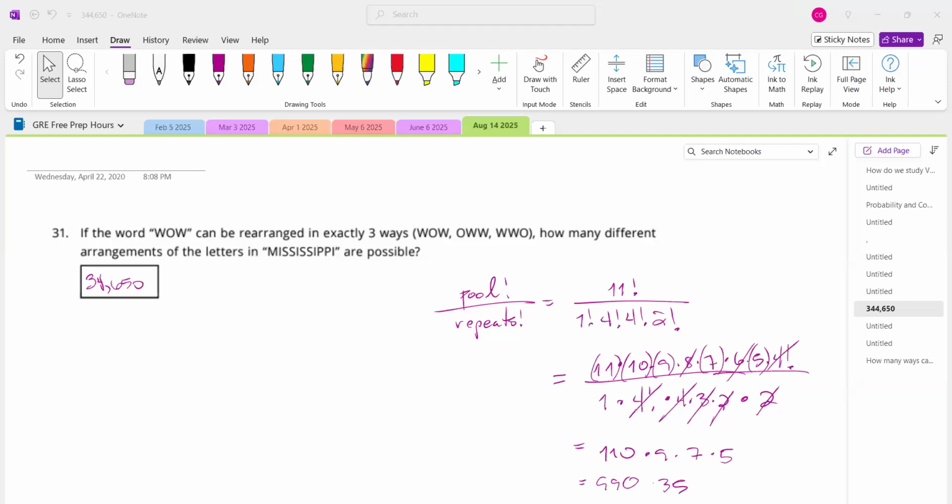It says the word "wow" can be rearranged in exactly 3 ways. So when you think about math and the wording and the verbiage, why wouldn't they use something more along the lines of letting you know that this is something you need to calculate?